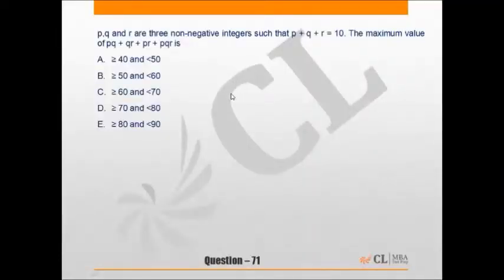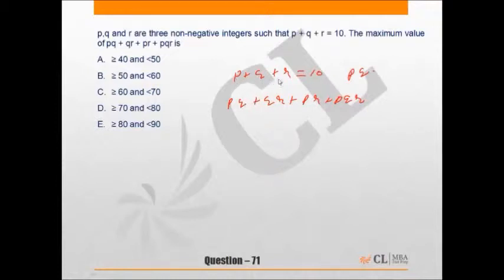Here we have three non-negative integers such that their sum is 10, and we have to find the maximum value of PQ plus QR plus PR plus PQR. We know that when the sum of two or more numbers is given, where the numbers are positive, then their product gets maximized when the numbers are equal. If not possible, they should be as symmetric or as close as possible.